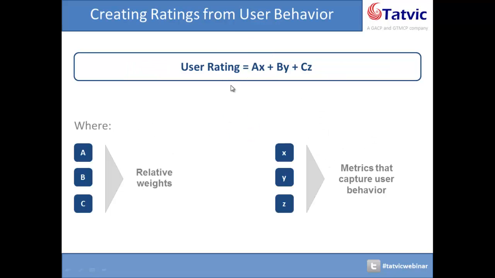So assume that we have a formula to calculate the rating, ax plus by plus cz, where x, y, z represent the metrics that capture user behavior, and a, b, c represent relative weights. So if we have these data points x, y, z, then we can create the rating based on this formula. So we need to identify these metrics.